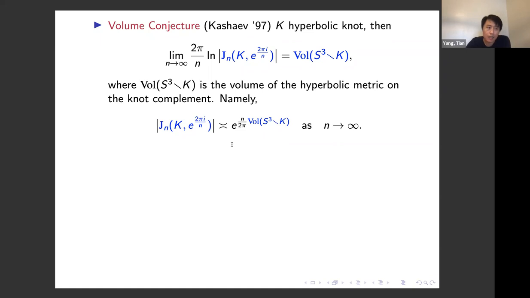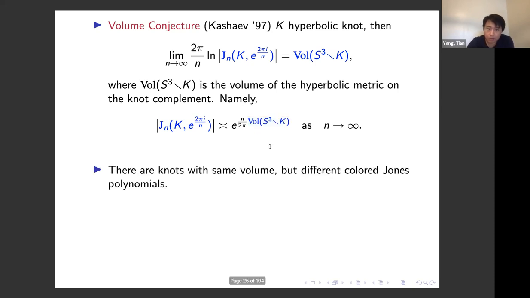For this conjecture, there is lots of numerical evidence, and for families of examples, people can prove it rigorously. But in general, it is still wide open. Here it tells us that colored Jones polynomials contain the information of the hyperbolic structure, at least the volume. And it is proved that colored Jones polynomials are stronger invariants than just the volume, because we have examples of knots that have the same volume but different colored Jones polynomials.